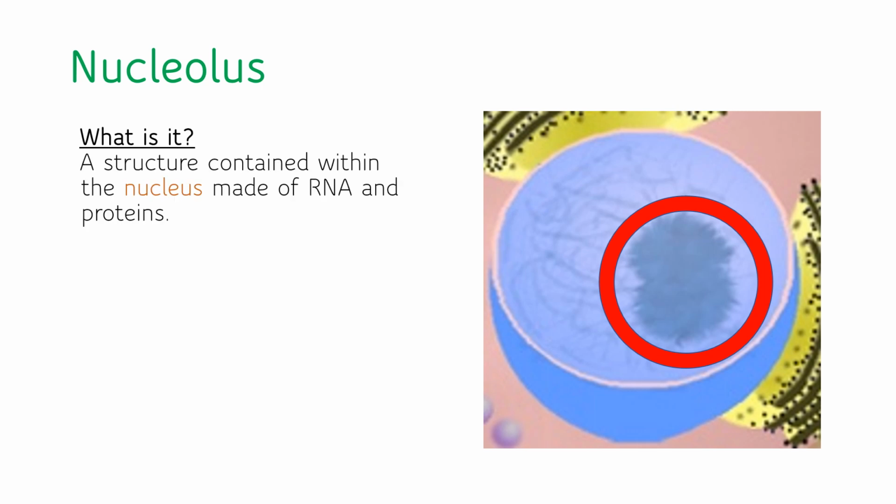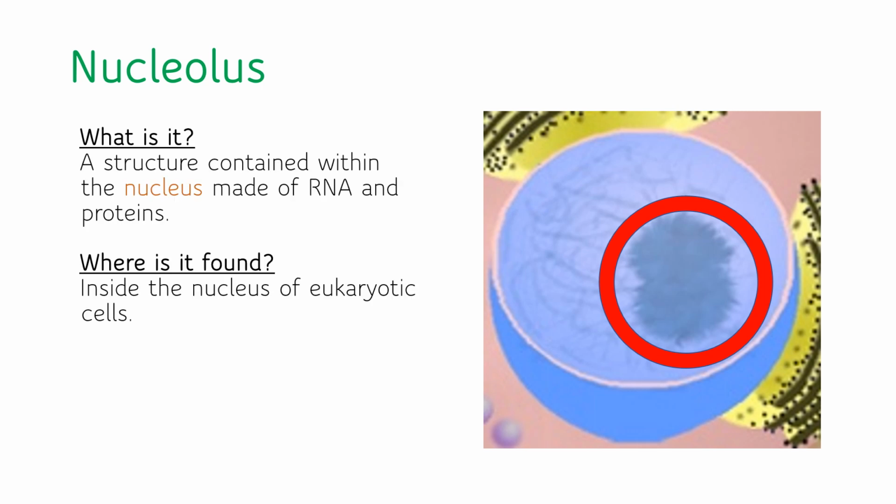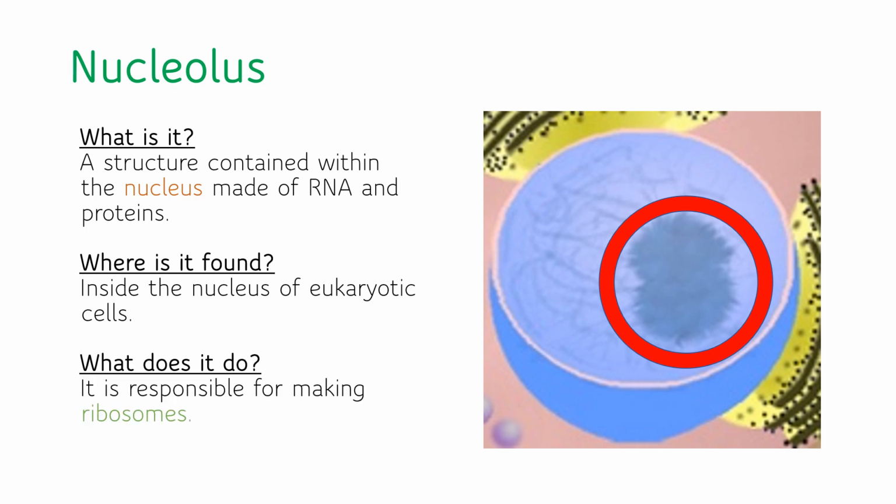So inside the nucleus, we have a structure called the nucleolus, and it is made of RNA and proteins, and it's only found in eukaryotic cells. It is responsible for making ribosomes, which is another organelle we're going to get into right now.